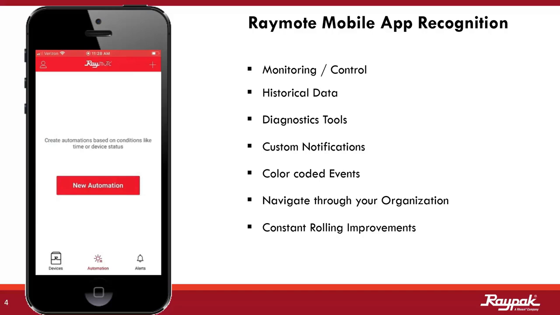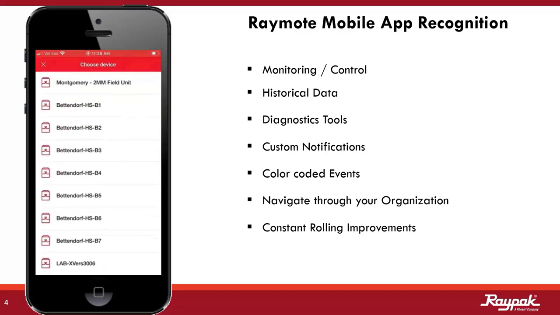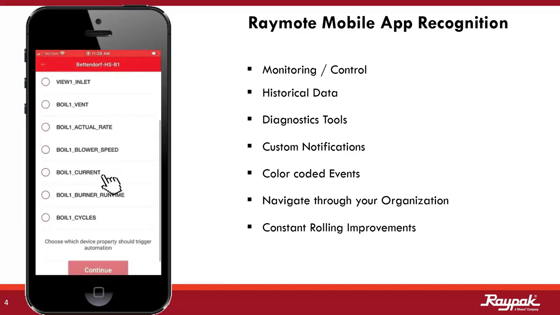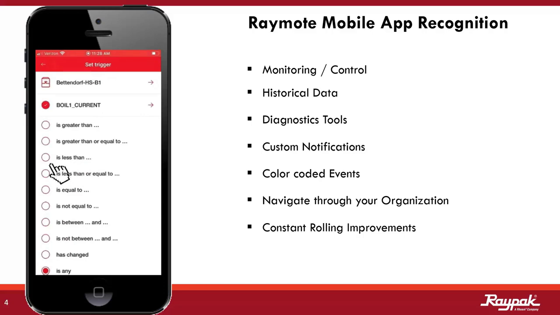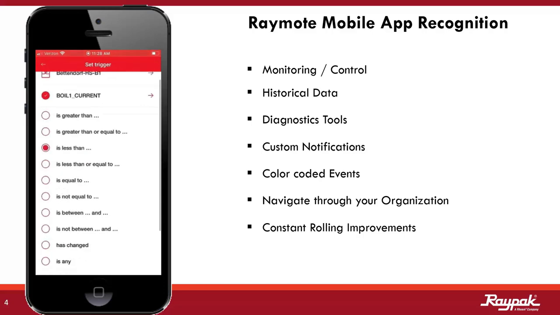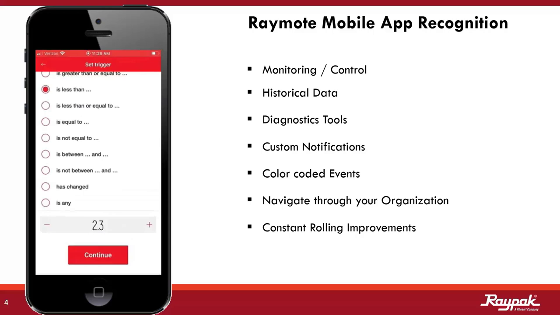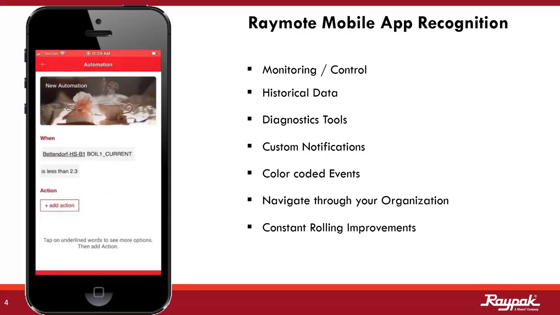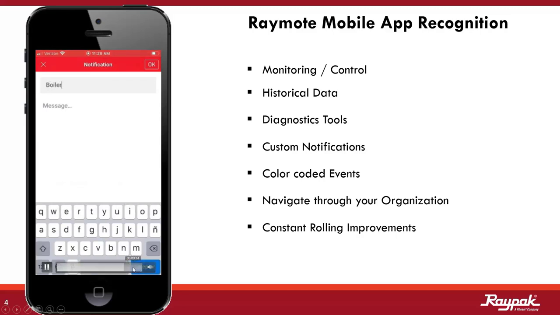And this is a new feature, the automation. In the automation section, you can select the specific units and variables that you want to monitor. Provide a custom condition of when you want to be notified or alerted. In this case, the example is asking for flame current to be monitored, not to be less than 2.3 micro amps. So if the current drops below the threshold, it is going to provide a notification, and you can even customize the text for that notification.